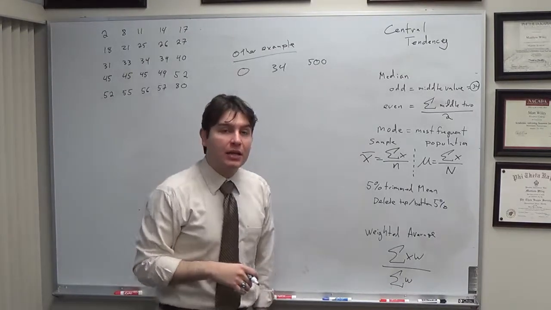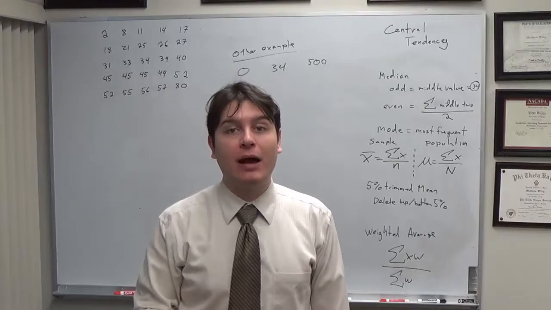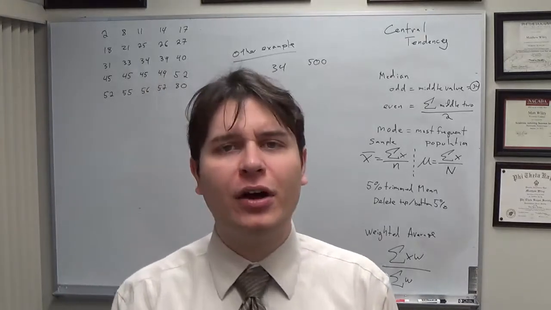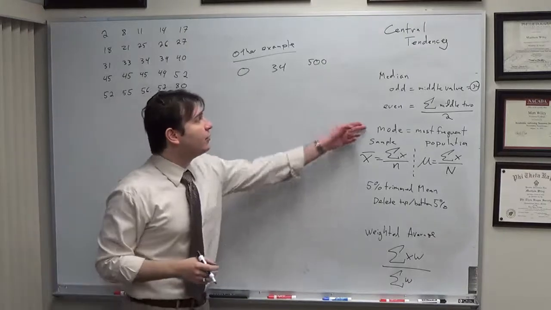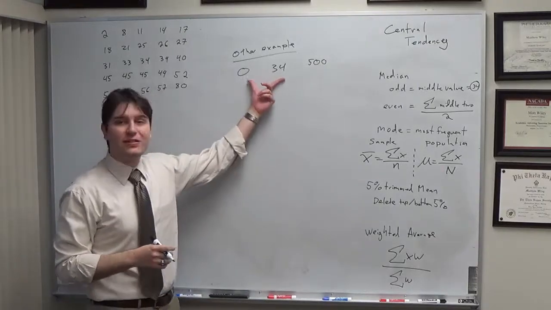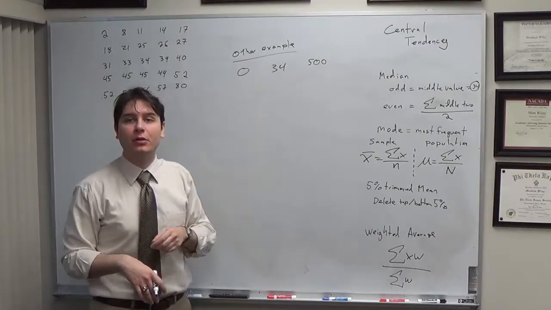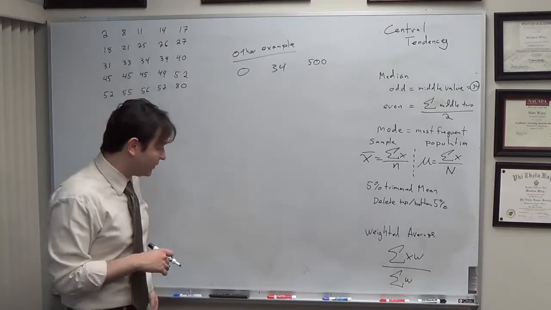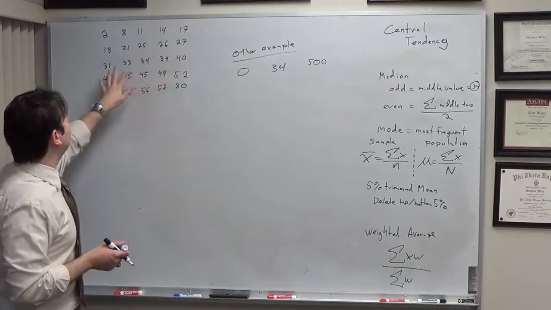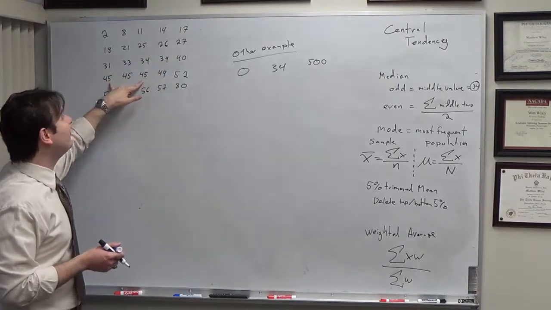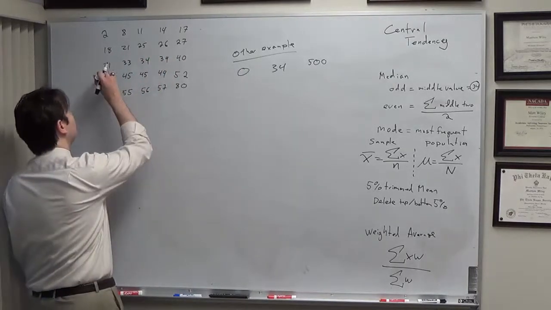Mode is another way we can talk about usual. Another way we can talk about central tendency. Mode is the number that shows up the most. In this small example, I don't have a mode. Each number only shows up once. However, here I do have a mode. If I look through these numbers, I see that the number 45 shows up 3 times.